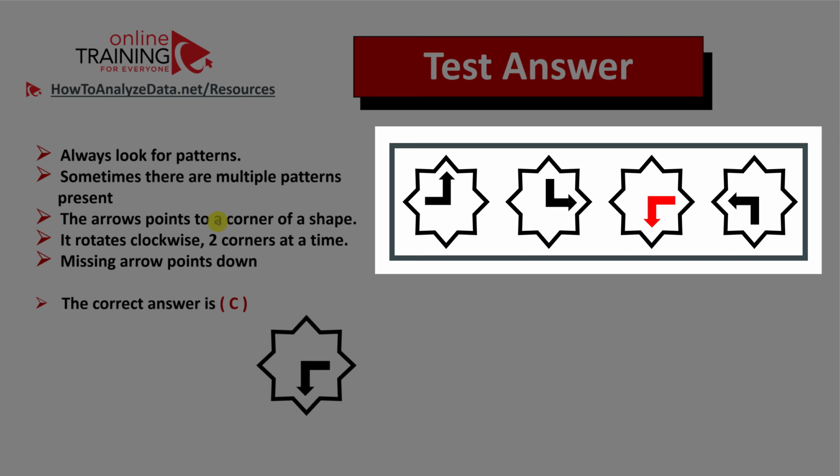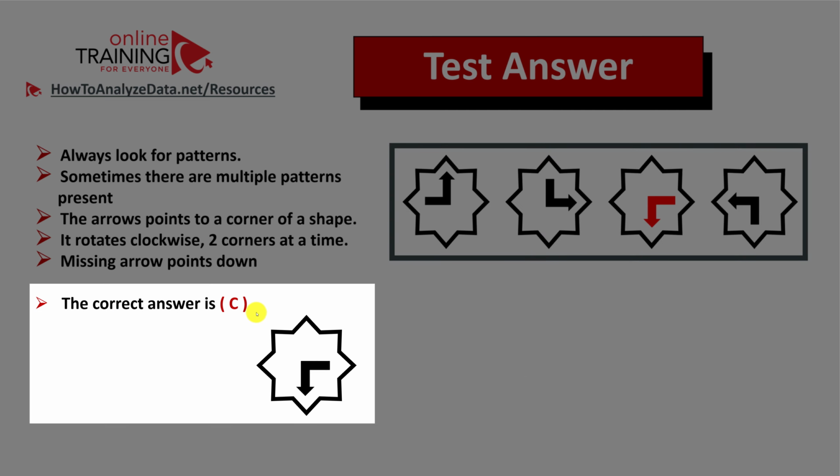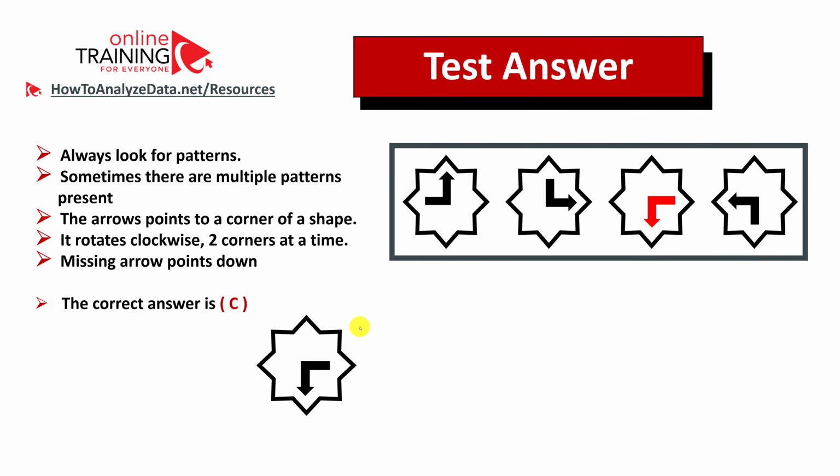So that's the answer. You go 2 corners at a time and you calculate the next move using the formula. So the correct answer is choice D, arrow pointing to 6 o'clock. Hopefully you've nailed this question and now know how to answer similar problems on the test.